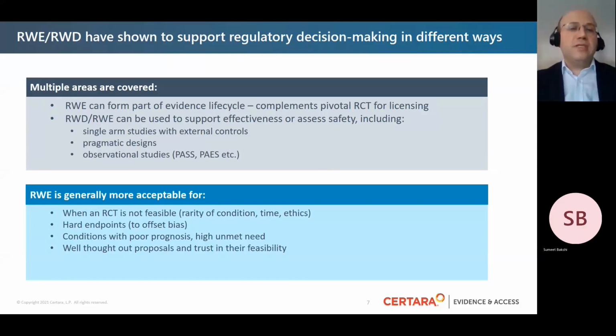Real-world evidence is generally more acceptable when an RCT is not feasible. For example, in case of rarity of the condition, the time it would take, ethical considerations in terms of conditions with poor prognosis and high unmet need. Also, when the comparison is a hard endpoint, meaning that endpoints are objective and comparable between the trial and external control population, and of course, a well thought out proposal and trust in its feasibility.